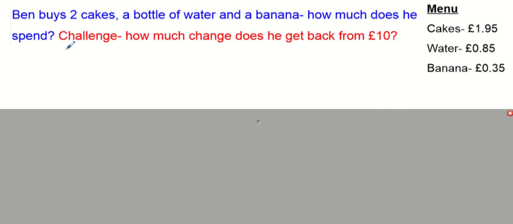Very quickly we're going to think about UDC. So I'm going to underline: Ben buys 2 cakes, a bottle of water and a banana. How much does he spend? Now most of that is really important apart from the fact that it's Ben. So 2 cakes, a bottle of water, and a banana. So we know here that A means 1, and it's how much does he spend. So hopefully what you're thinking about there, we could draw it.